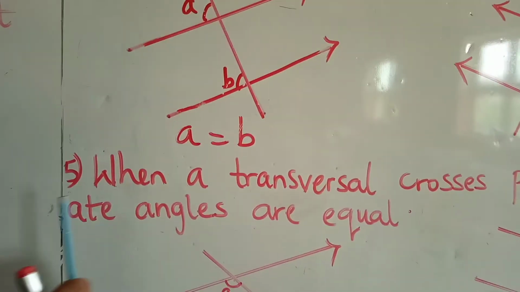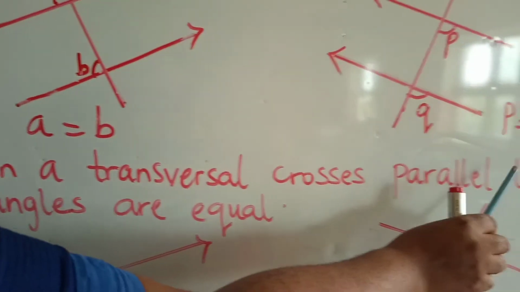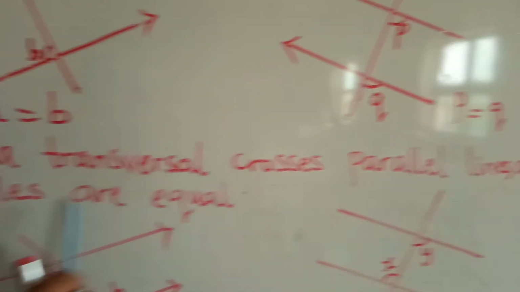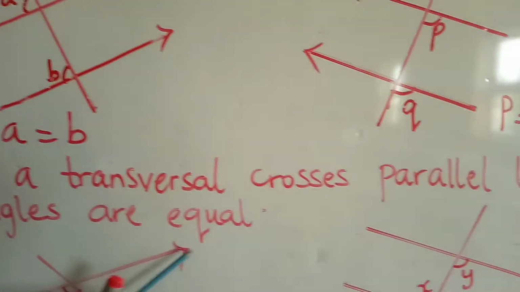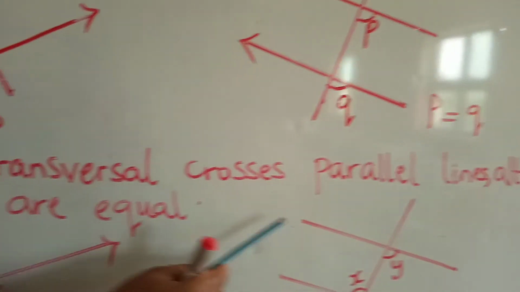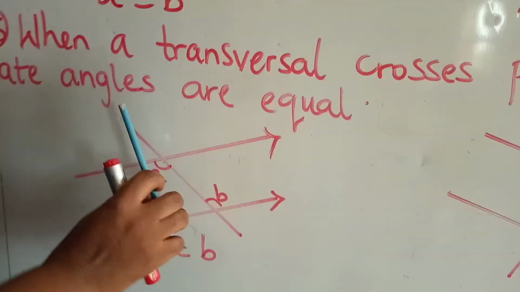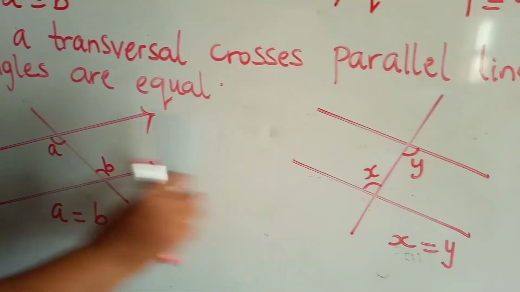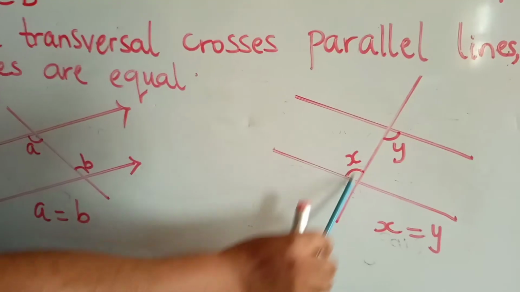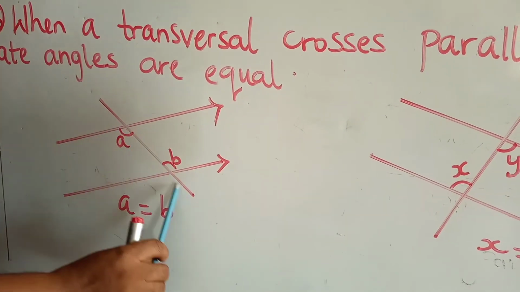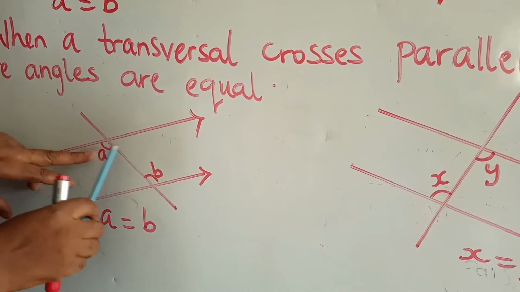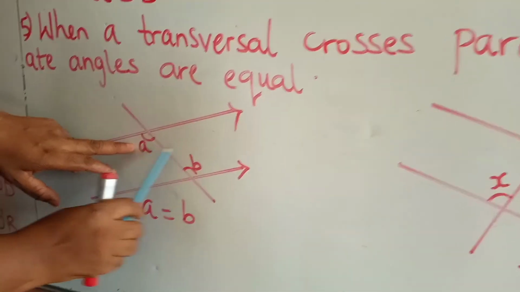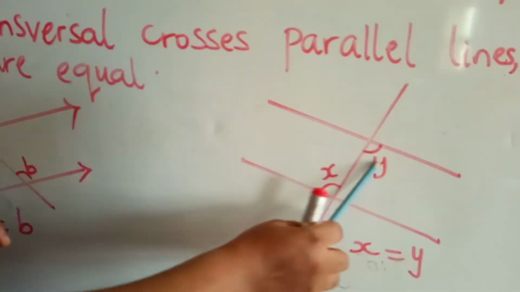We have a transversal line that crosses parallel lines. Alternate angles are equal, similar to what we have said before. Look at the parallel line. Look at another parallel line. And we have a transversal. Look at the transversal here. Look at the transversal here. And when it crosses two parallel lines, we have what we call what? Alternate angles. Look at the alternate angle here, look at another alternate angle.